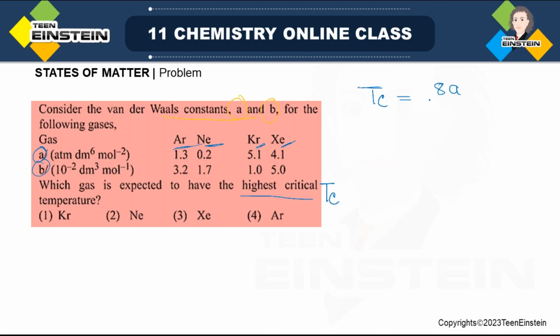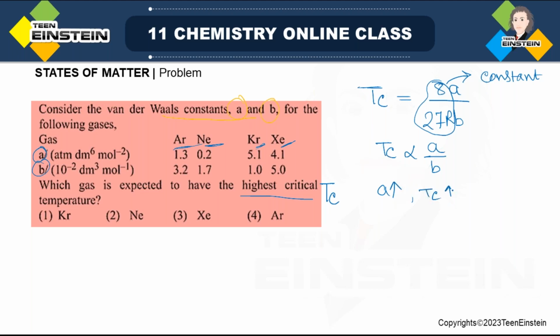That I have shown in the last class. So it is basically 8a by 27Rb. Now this part is basically constant, isn't it? 8 by 27 and R is the universal gas constant. So without the constant, you can write that Tc is directly proportional to the ratio of a by b. So when the a value increases, obviously Tc will also increase, and when the b value increases, Tc will decrease.